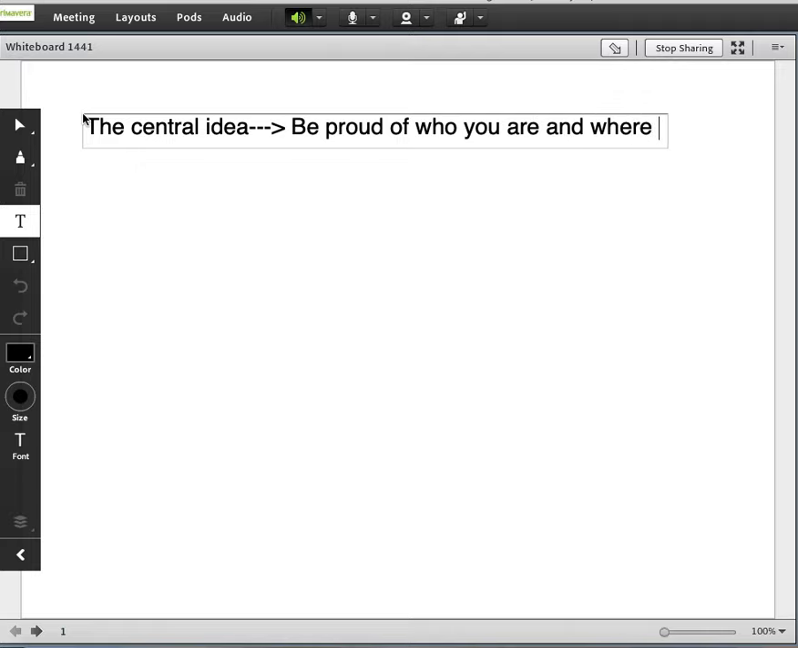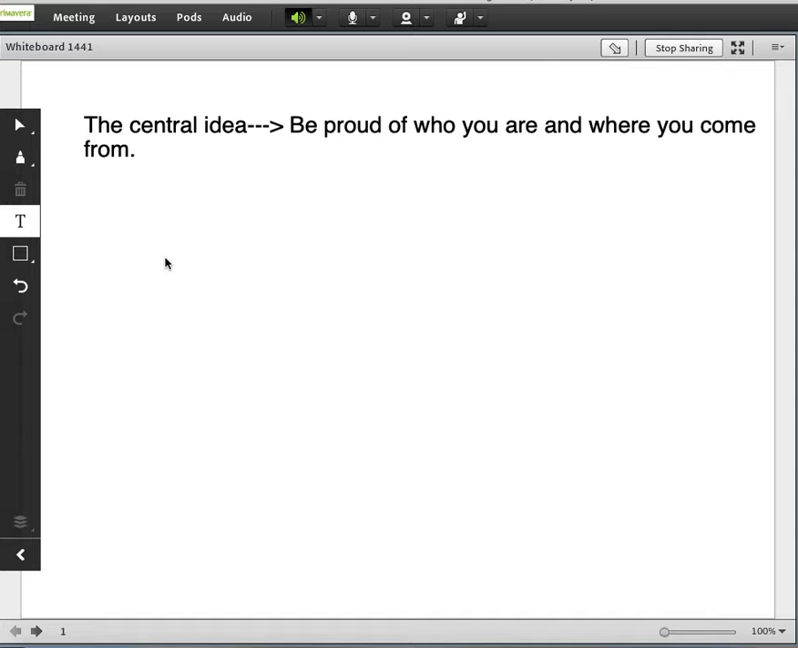And where you come from. So if this is our central idea, that she had to learn this the hard way, to be proud of who she is and where she comes from, and that's what she's trying to put forth in her writing. Be careful of being shameful of it, right?